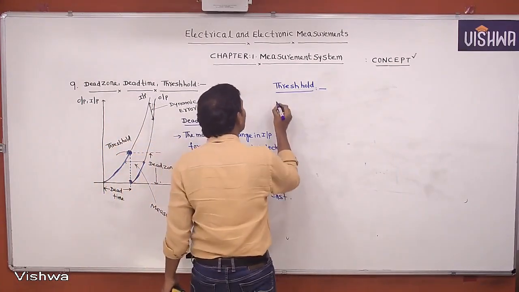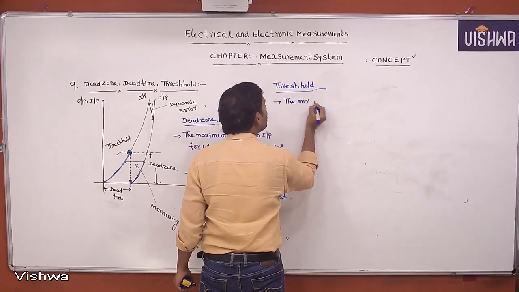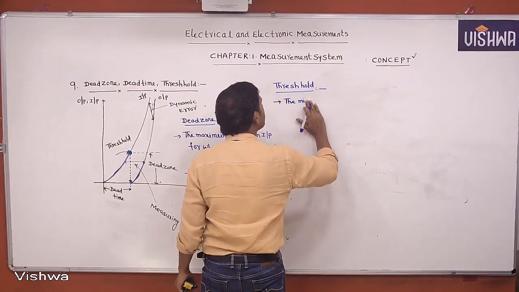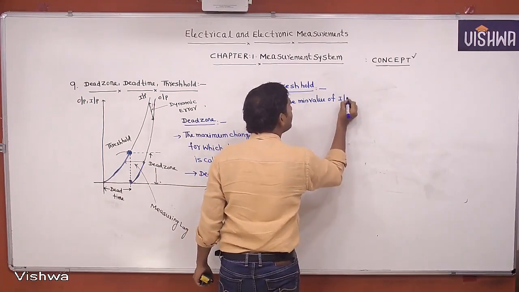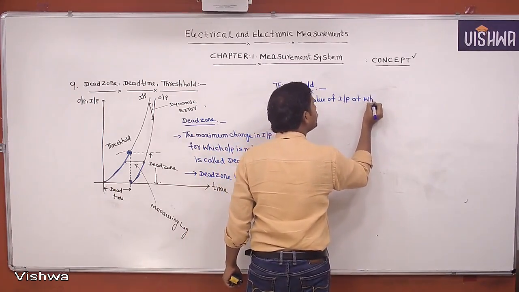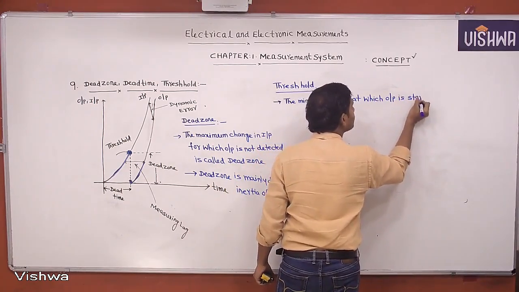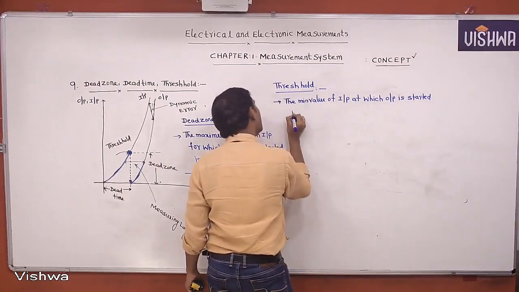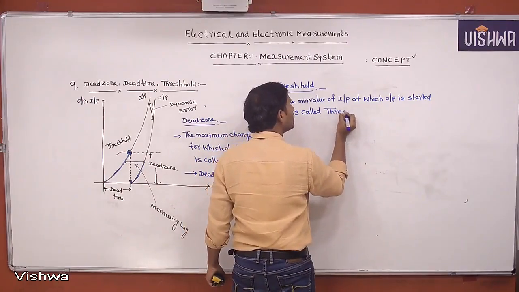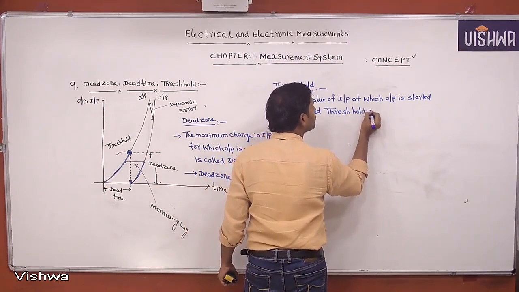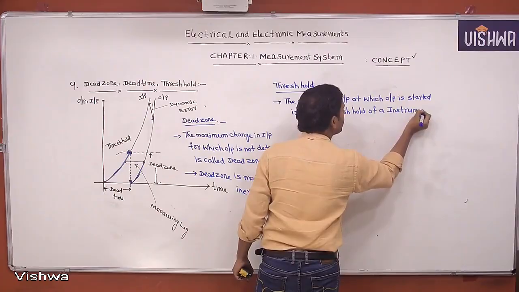That's why the minimum value of input at which output is started is called threshold of an instrument. Okay, this point you remember.